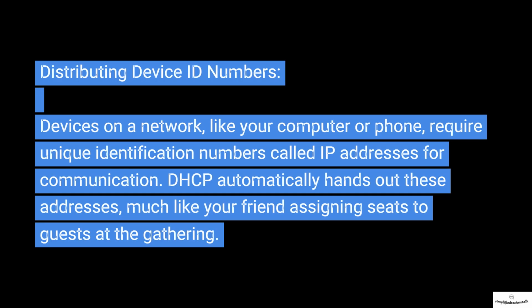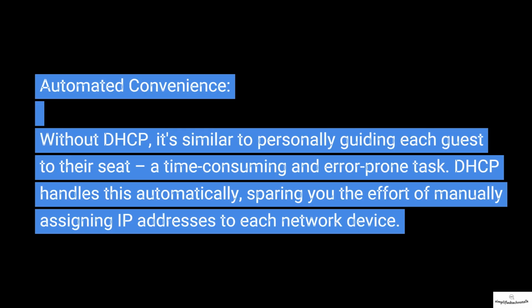Distributing device ID numbers. Devices on a network, like your computer or phone, require unique identification numbers called IP addresses for communication. DHCP automatically hands out these addresses, much like your friend assigning seats to guests at the gathering. Automated convenience. Without DHCP, it's similar to personally guiding each guest to their seat, a time-consuming and error-prone task. DHCP handles this automatically, sparing you the effort of manually assigning IP addresses to each network device.